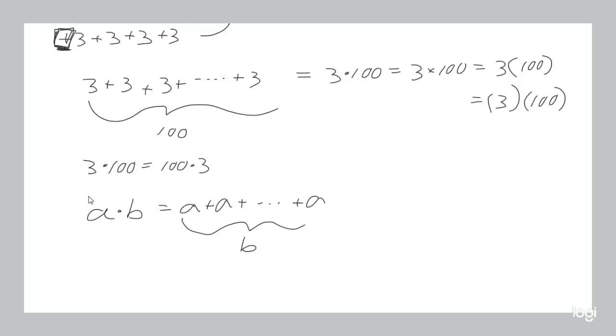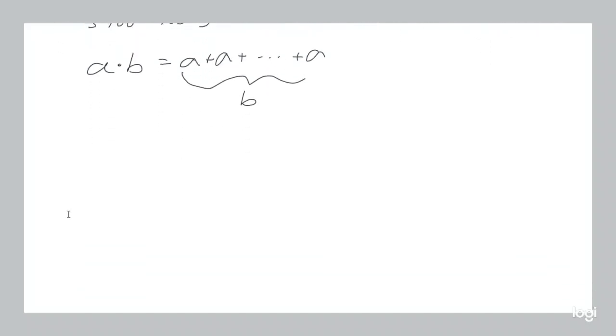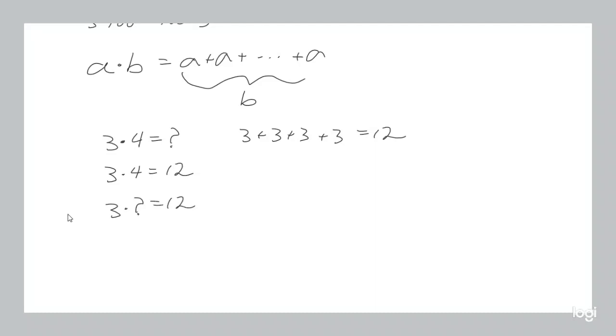Now we're going to talk about division. So, you might ask something like, well, 3 times 4 equals what? Well, that means add 3 to itself 4 times, and you get 12. Okay, so 3 times 4 equals 12. Now you might also ask a different question. You might ask, how many times do I have to add 3 to itself in order to get 12? It's still an addition question.